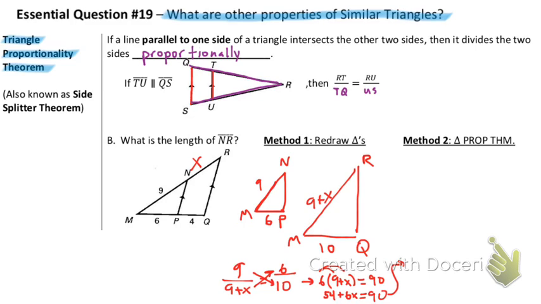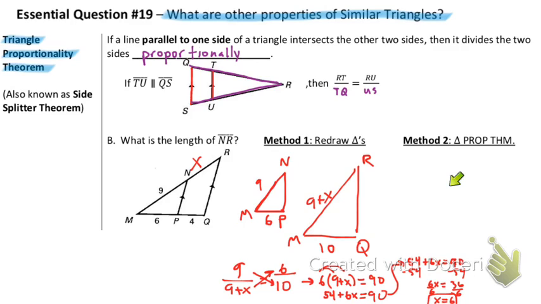So 54 plus 6X equals 90. Subtract 54 from both sides. Would equal 6X equal to 36. And then divide by 6. And we get X, which is actually NR, equal to 6. So in method 1, we would get NR, which I labeled X, equal to 6.